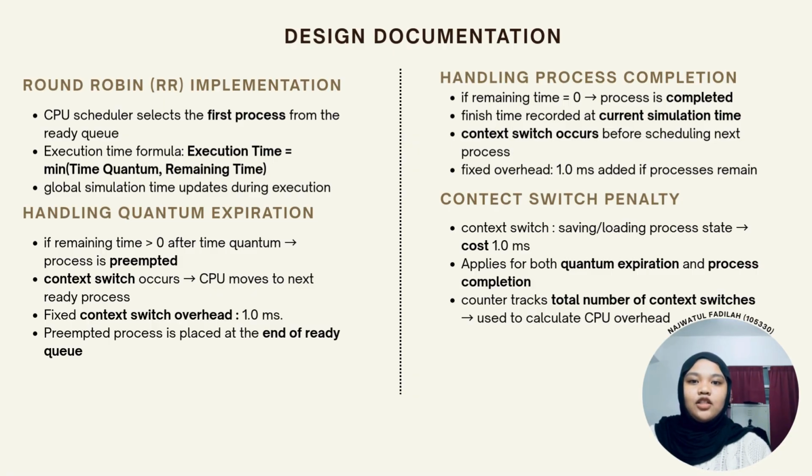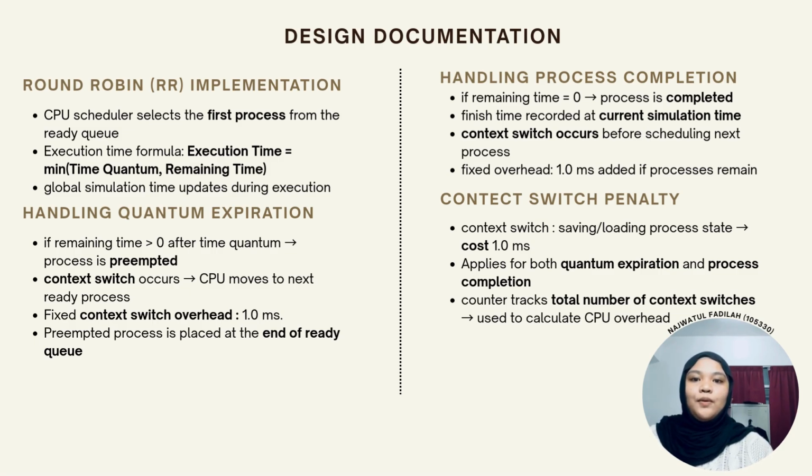For handling process completion, when a process finishes execution, we record its finish time using the current simulation time. A context switch is then performed before the next process runs, adding the same 1 millisecond overhead if there are remaining processes. This ensures the timing accurately models real CPU behavior.